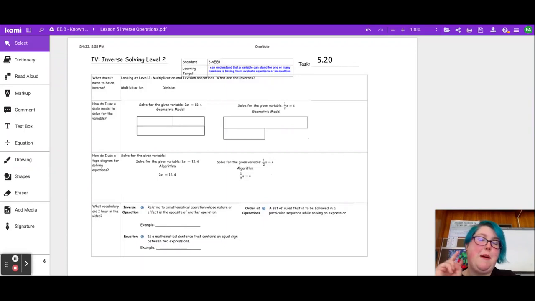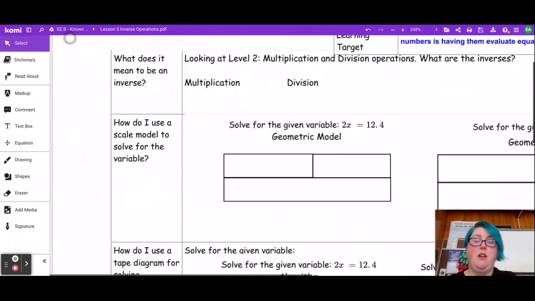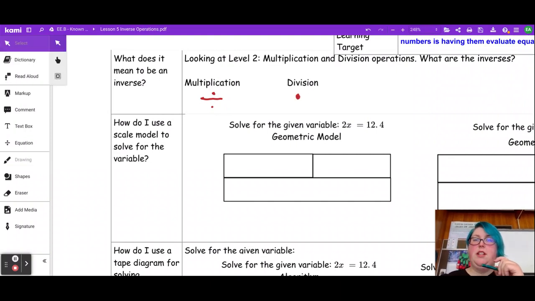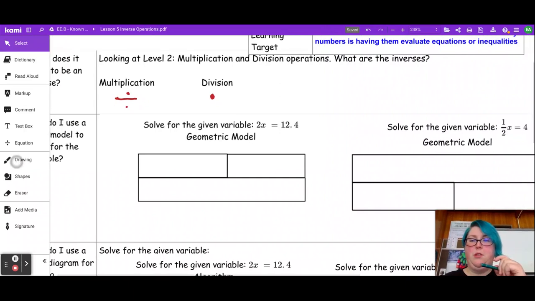Today, we are going to talk about level 2 inverse operations. So, again, remember, inverse means the opposite, or what undoes an operation. So, multiplication's opposite is division. Division's opposite is multiplication. So, let's do a really quick example.